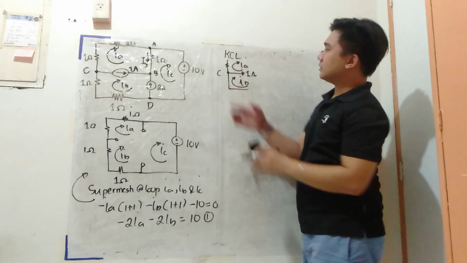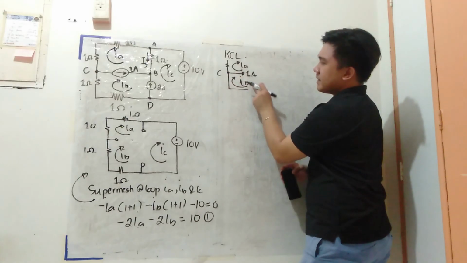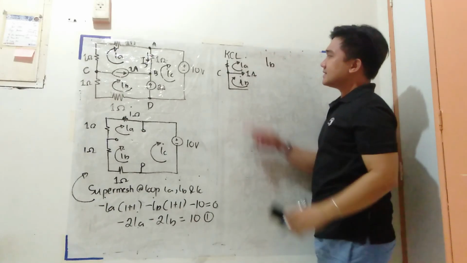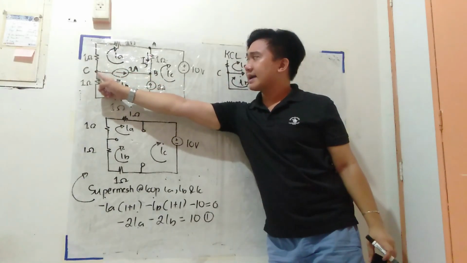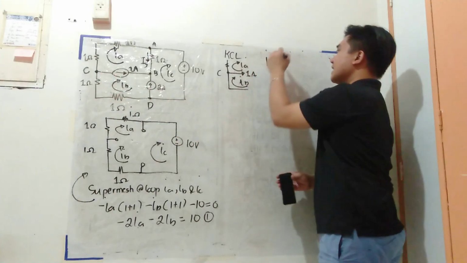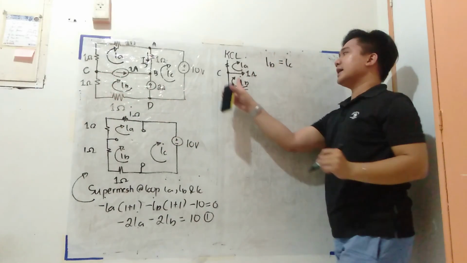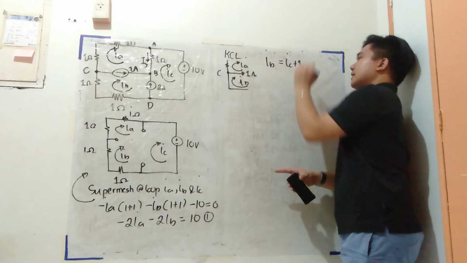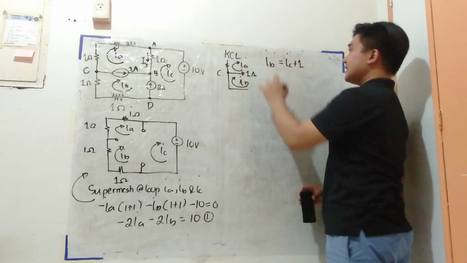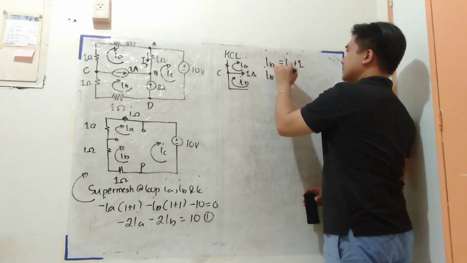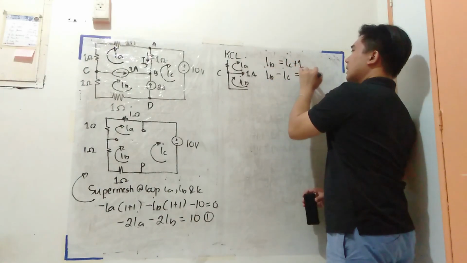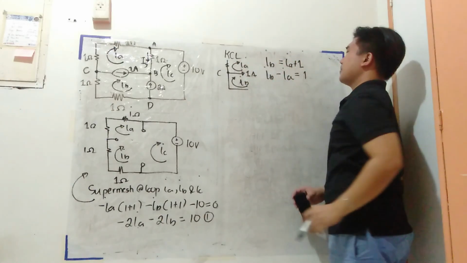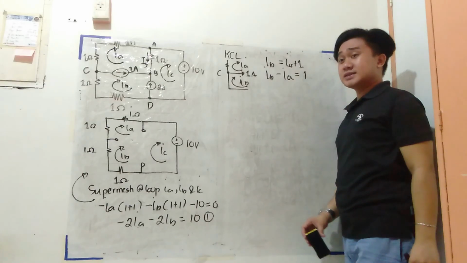Okay, kung nakikita nyo, ito si node C, si IB papasok kay node C. Kaya lang, si IA nakatalikod na kay node C, kaya leaving na siya. And at the same time, pangitang-pangita sa arrow na si 1 ampere ay leaving din kay node C. So, I can say that IB is equal to IA plus 1. IB minus IA equals 1.